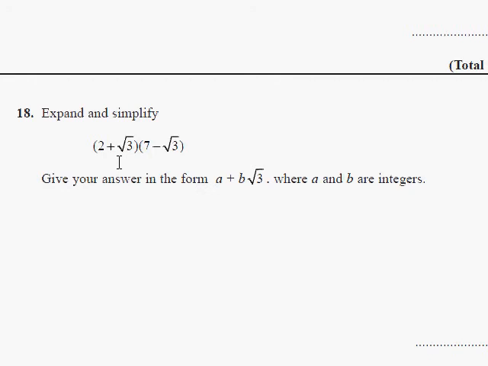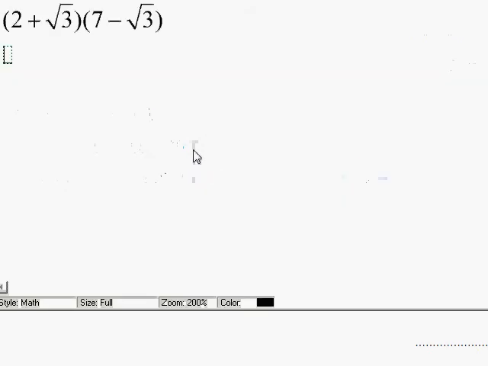Expand and simplify. Basically, brackets with nothing in between them are used to denote multiplying. So 2 + √3 in brackets and 7 − √3 in brackets means multiply all of this by all of this. So multiply 2 + √3 by 7 − √3. There's a simple way to do this. We then give our answer in its simplest form.